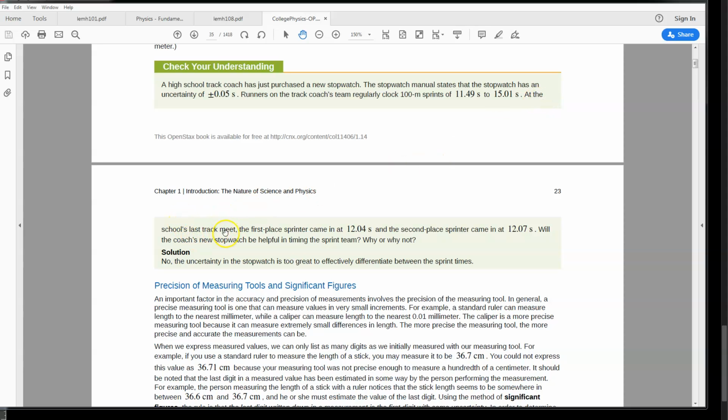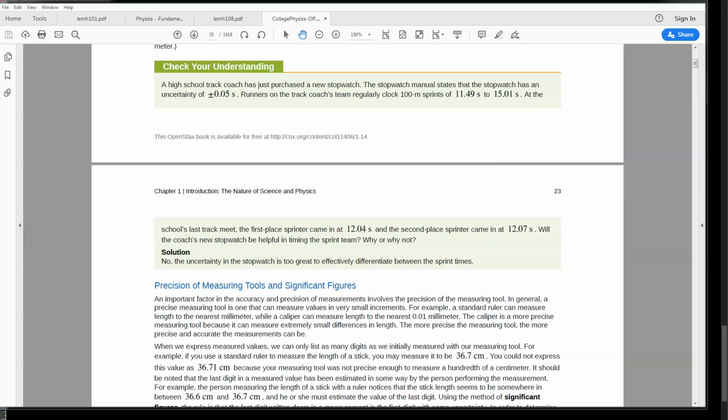At the school's last track meet, the first place sprinter came in at 12.04 seconds, and the second place sprinter came in at 12.07. So you can see that the difference between the time the first sprinter came in and the time the second sprinter came in is basically 0.03 seconds, right? That is in the hundredth of a second. And will the coach's new stopwatch be helpful in timing the sprinter's team?